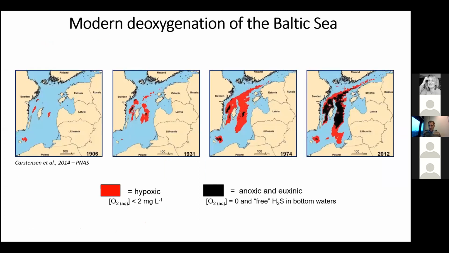That's also very nicely shown in this cartoon by Carstensen from 2014. In 1906, there were just very small areas with hypoxic conditions, and then gradually over the decades we see an increasing area of hypoxia and even anoxia and euxinia. And here we see in 2012 that huge areas of the central Baltic Sea were actually euxinic, so devoid of oxygen and with free sulfide in the bottom waters.